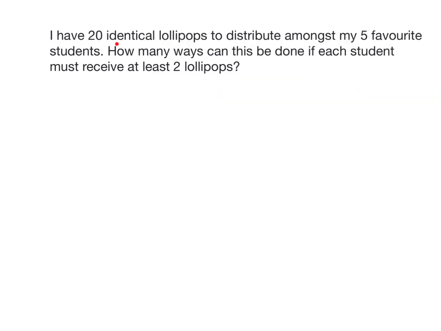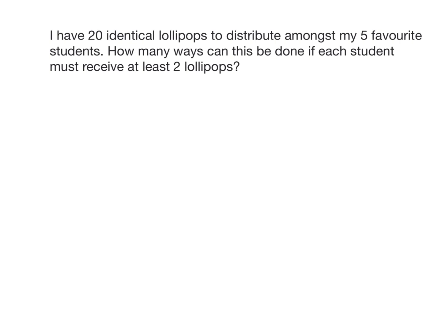All right, let's now look at a more worded problem. So I have 20 identical lollipops to distribute amongst my 5 favourite students. How many ways can this be done if each student must receive at least 2 lollipops? So again, we have identical lollipops here, just like in previous examples, we had identical balls. So this is combinations with repetition. So some student can get the same lollipop more than once. A student can get 3 or 4 or 5 lollipops.